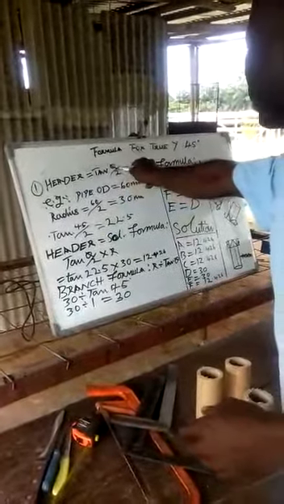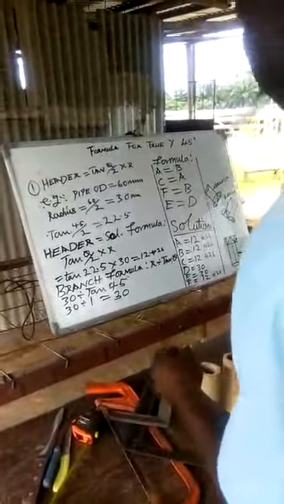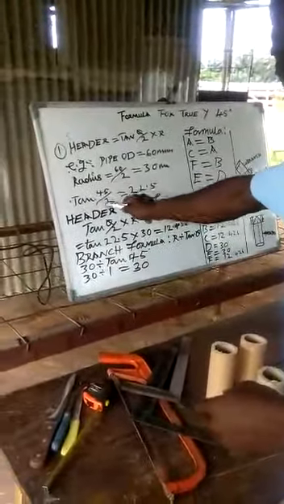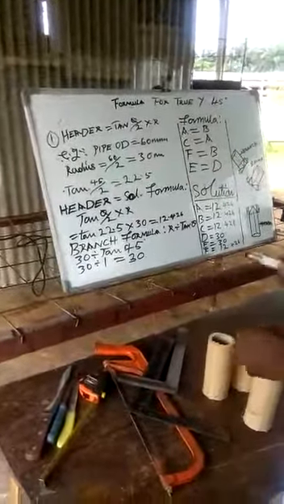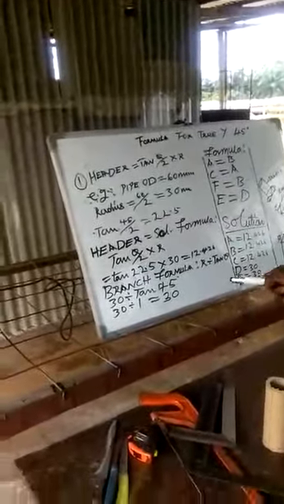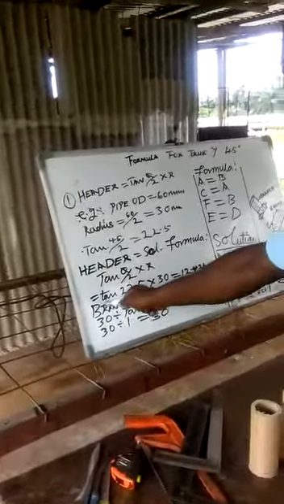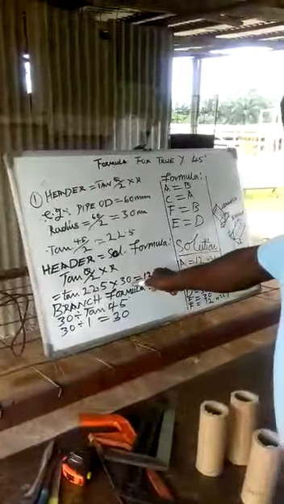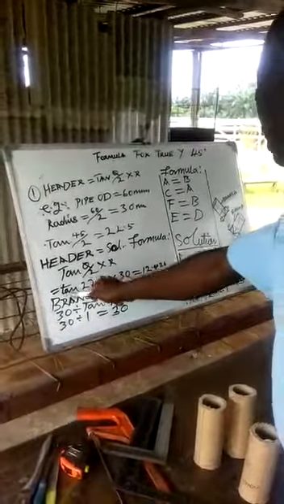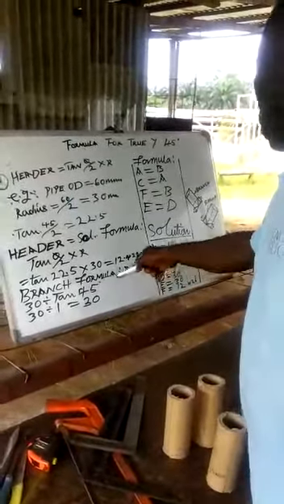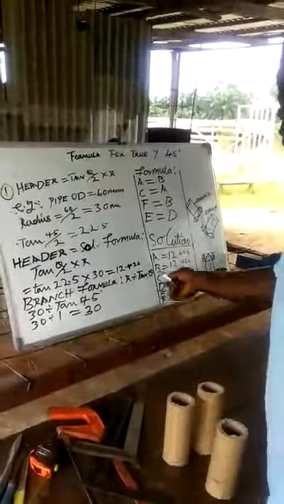Theta is 45, so theta divided by 2 is 45 divided by 2, which is 22.5. The header formula is tan 22.5 times the radius. What we have, the answer, is 12.426. That is the answer for the header.